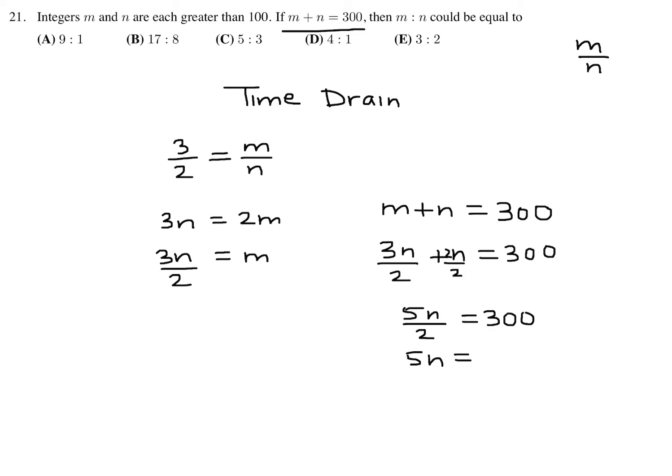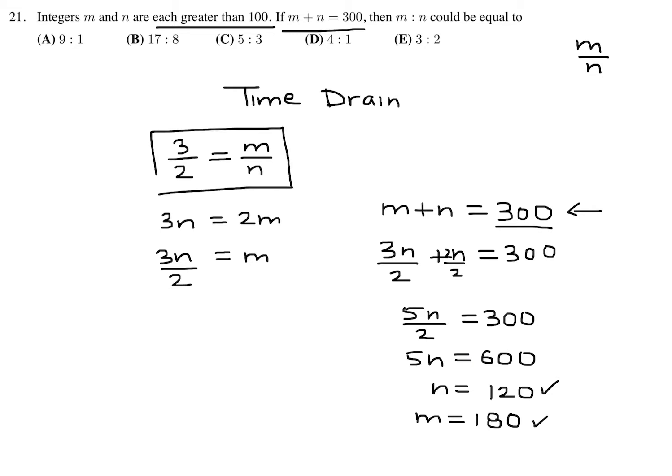5n is therefore 600, and therefore n is equal to 600 divided by 5, which is 120. Substitute n back into here, and that will give you m is equal to 180. Now, are both of these greater than 100? Yes, they are. And both of these add up to 300. And therefore, the conditions are met, and the ratio is indeed 3 over 2.